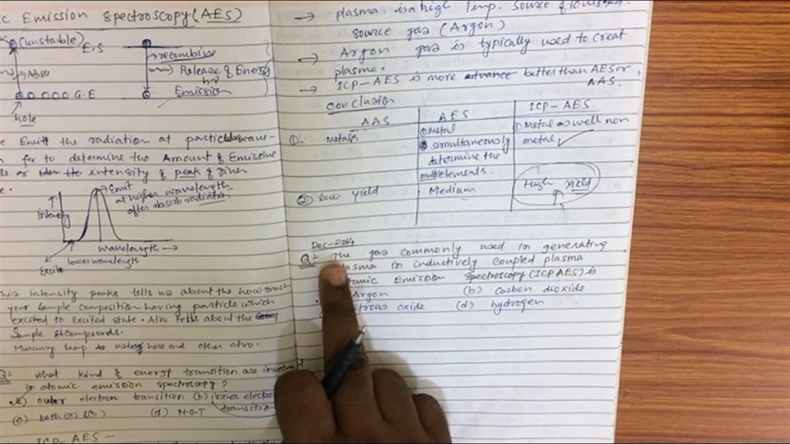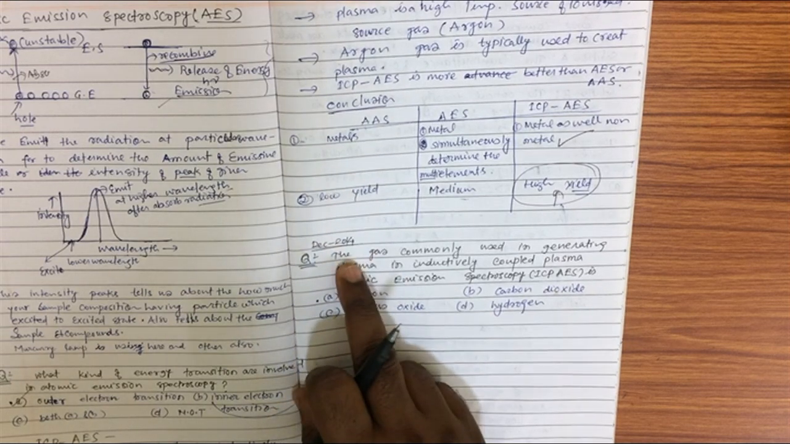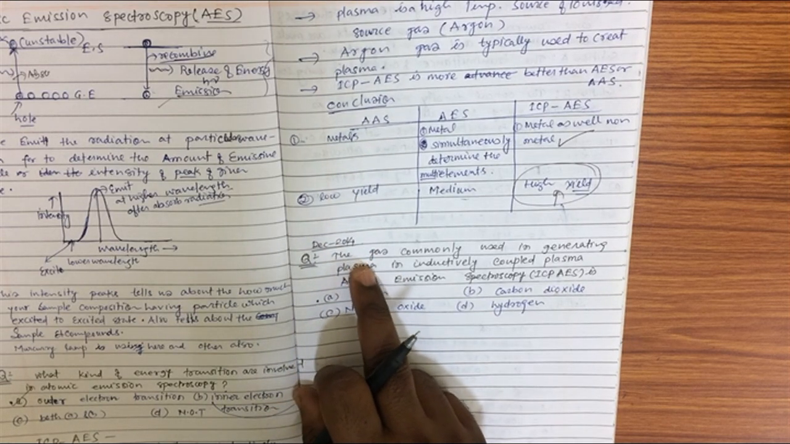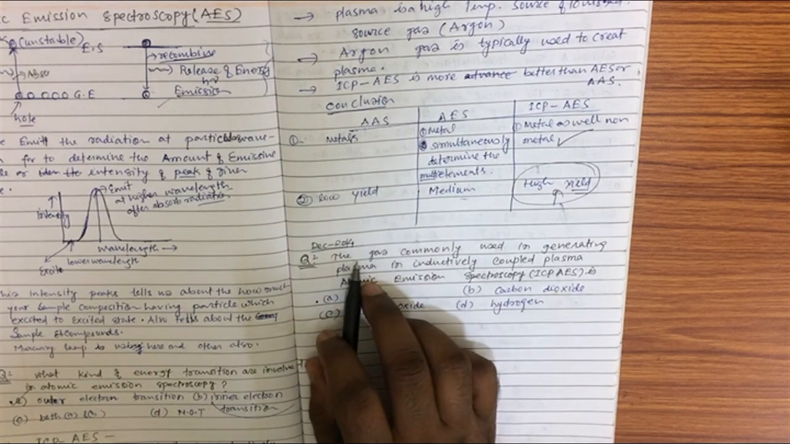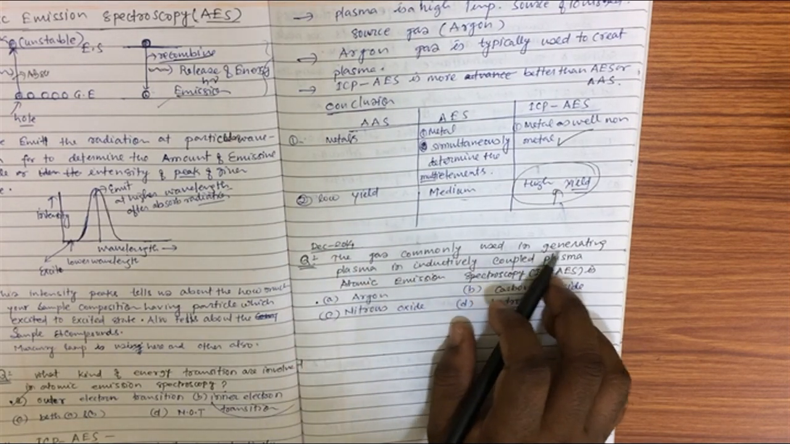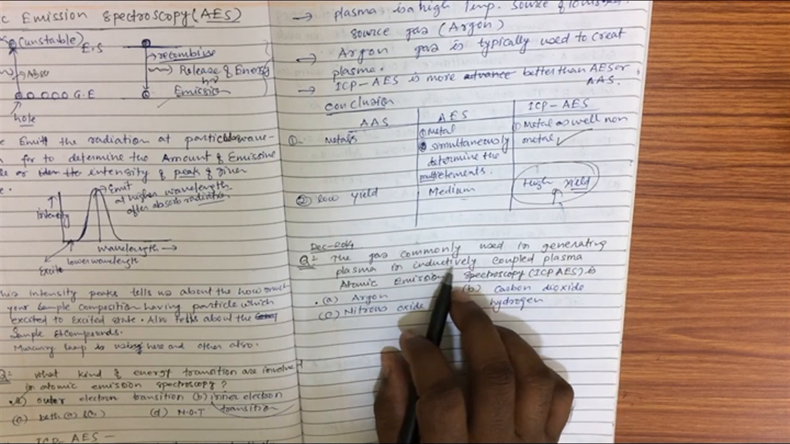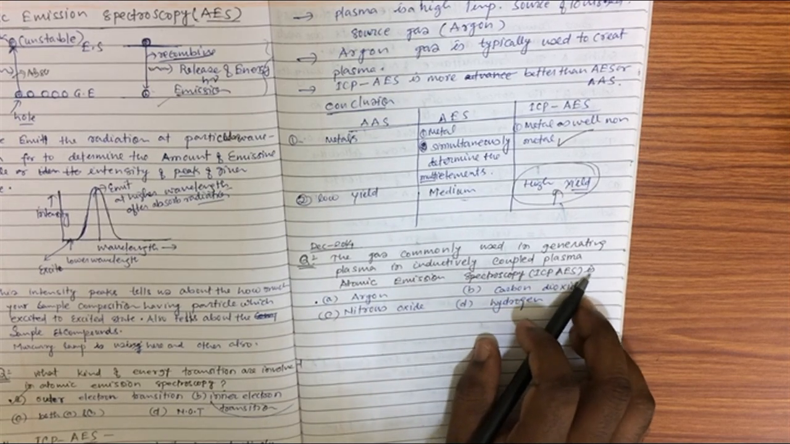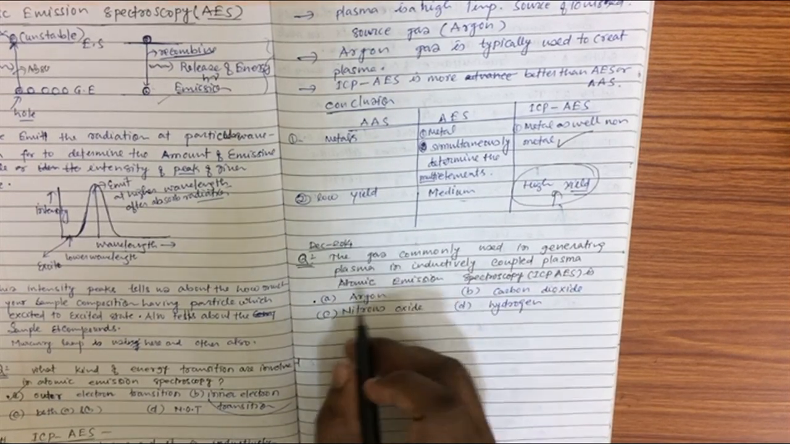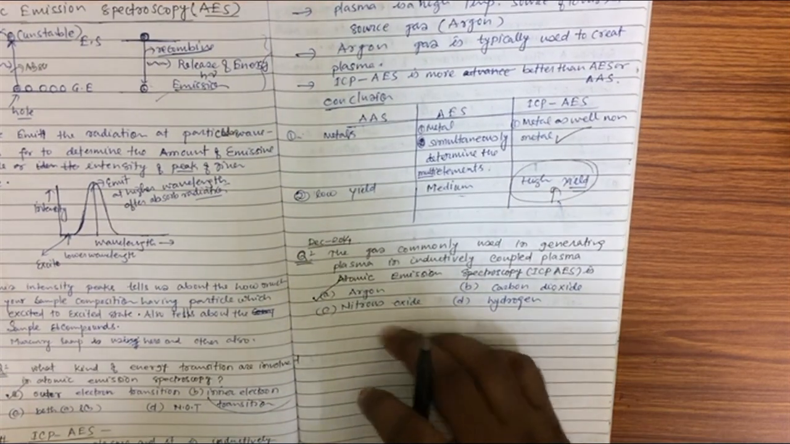Here we took the problem. This problem came in December 2014. What is it asking? The gas commonly used in generating plasma in inductively coupled plasma atomic emission spectroscopy is basically argon.